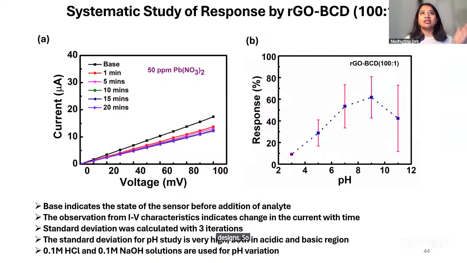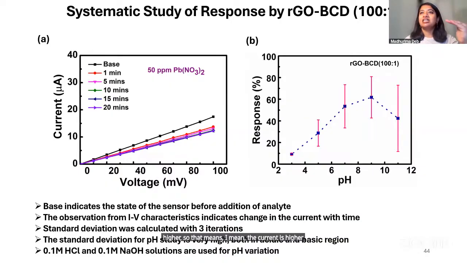As you can see, for 50 ppm lead nitrate, the IV characteristics show that there is a change between 1 minute and 20 minutes. So the current is higher.